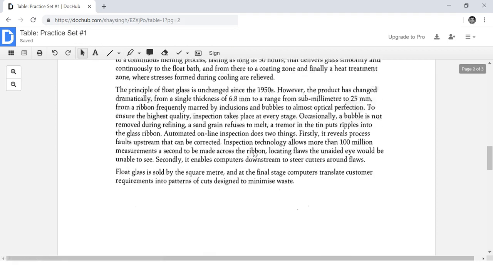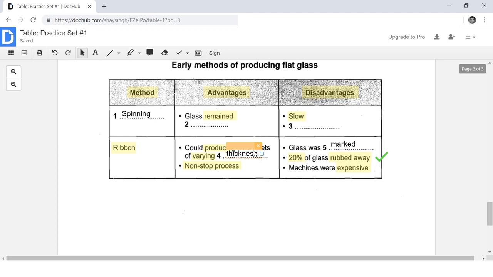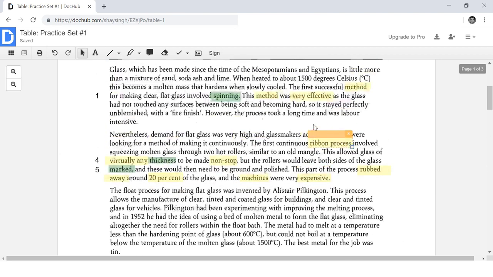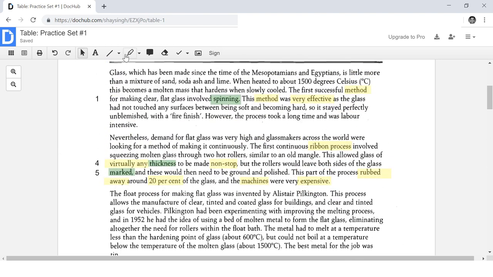So let's come back down to our question and let's read it. Let's see what the question is asking us. The advantage was that the glass remained dash. The disadvantage was that it was slow and what? So we already know that it was slow because it uses synonym language here. It says that it took a long time. The process took a long time. That is synonym language for being slow. The other disadvantage was that it was labor intensive. Labor intensive. So that's going to be one of our answers because we are looking for 2 disadvantages. This one is the first disadvantage and labor intensive is the second disadvantage.